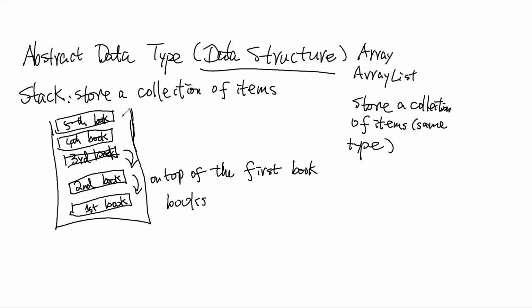Okay, so this is how we add new items. How do we add? We add at the top of the collection. So each time, the new item you are going to add is at the top of the existing collection. Okay, that's how we add a new item.